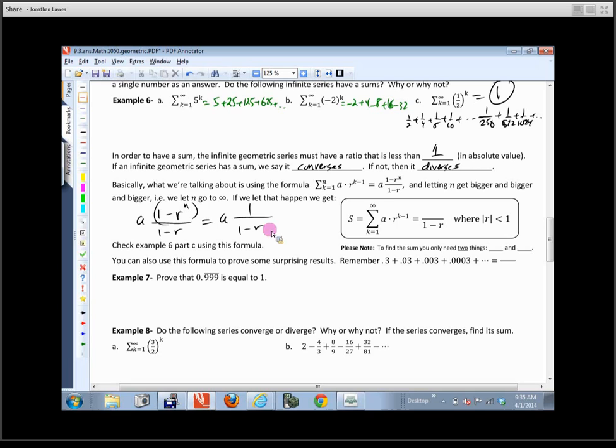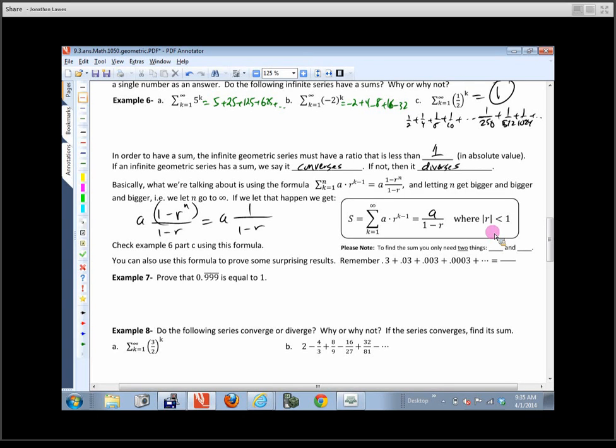So the sum of an infinite geometric series, and you'll notice we've just got a big capital S here, is just the first term over 1 minus r. This formula works as long as the common ratio is less than 1 in absolute value. So it can be negative 0.2, positive 0.3, 1/2, 7/8, or negative 0.999. As long as it's less than 1 in absolute value, it's got a sum.